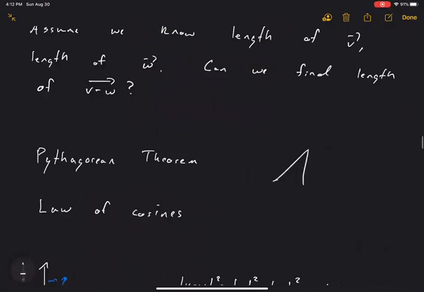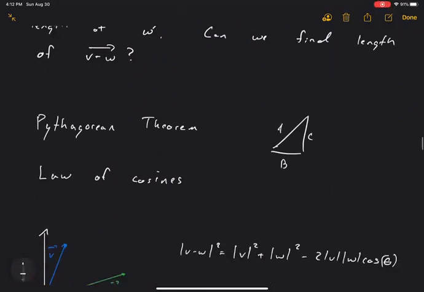If I have a triangle with sides, let's say A, B, and C, well, C squared would be equal to A squared plus B squared minus 2AB cosine of the angle between A and B, right? Okay, so now let's apply this law of cosines to our triangle with the vectors.